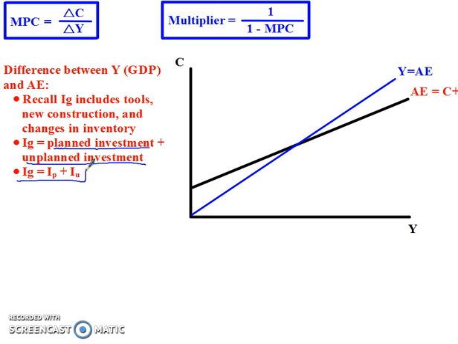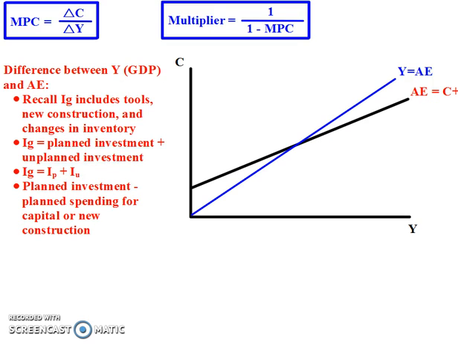Write the formula like this. This is planned investment right here, and this is unplanned investment, and you add those two together and you get your gross investment. Aggregate expenditures is consumption plus gross investment. So this gross investment includes in it both the planned and unplanned investment. Okay? Now, why is that important?